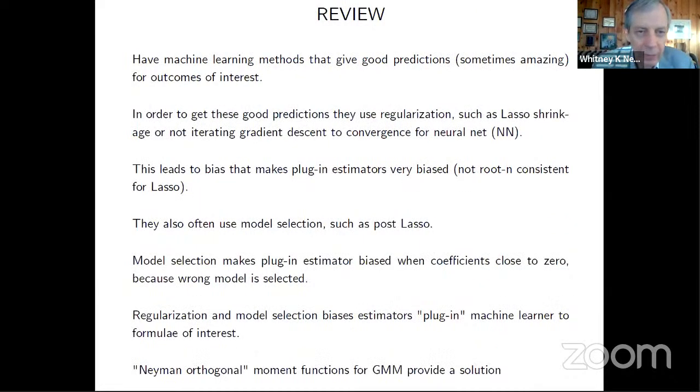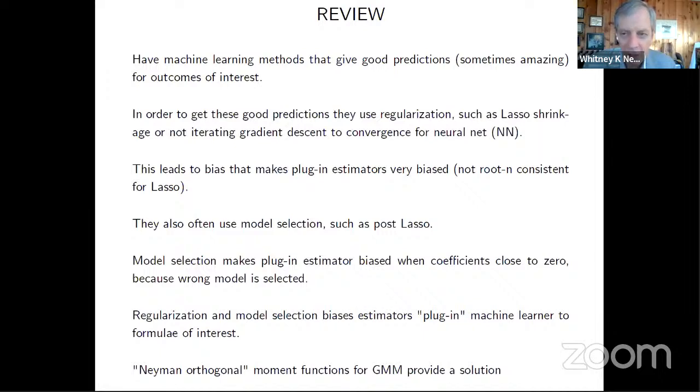Let's see, there's a review. So having machine learning methods that give good predictions, and sometimes amazing, as we know, we have those, and that's great. They're good for prediction. Now, in order to get these good predictions, they use regularization, such as lasso shrinkage, or not iterating the gradient descent to convergence for neural nets. So there's various kinds of regularization that are used in these different machine learning methods. And this leads to bias that makes plug-in estimators very biased. So in other words, the machine learning estimator is itself biased. And that bias passes through when we're trying to get a parameter we're interested in by plugging the machine learner into some formula.